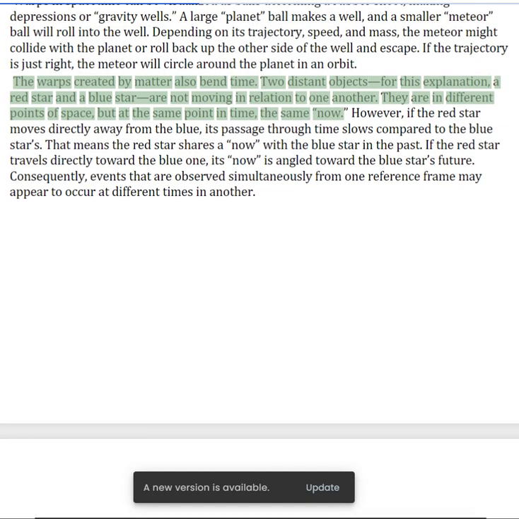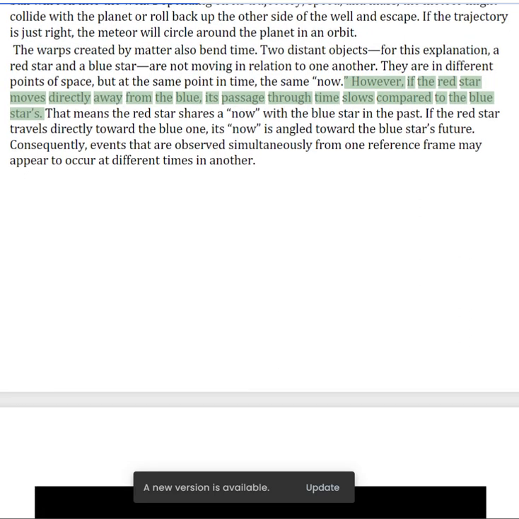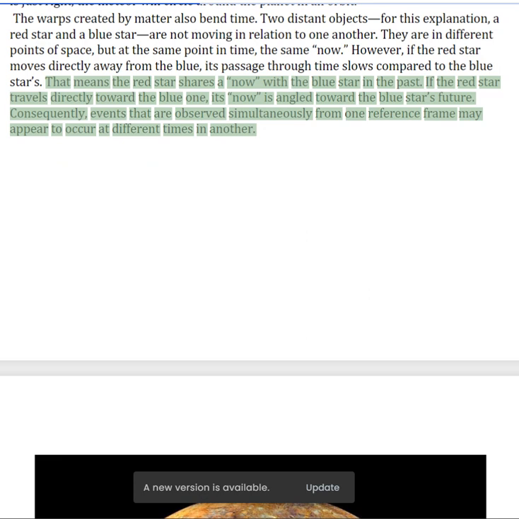The warps created by matter also bend time. Two distant objects, for this explanation, a red star and a blue star, are not moving in relation to one another. They are in different points of space, but at the same point in time, the same now. However, if the red star moves directly away from the blue, its passage through time slows compared to the blue star's. That means the red star shares a now with the blue star in the past.